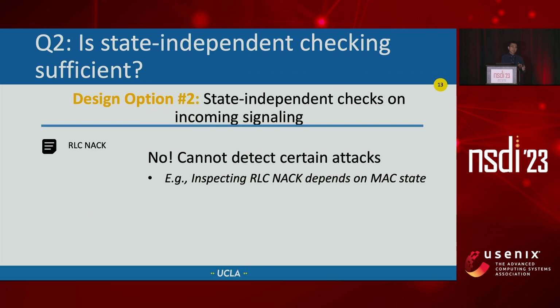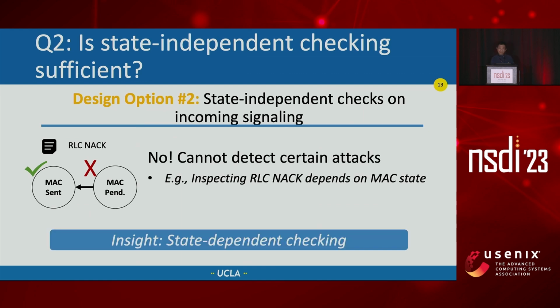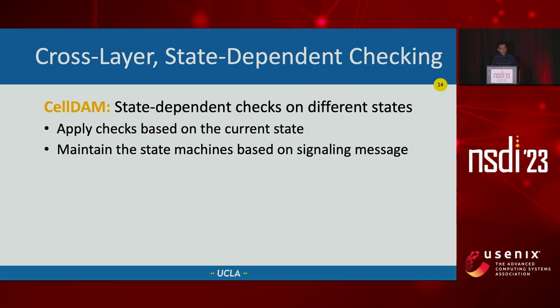But the problem here is that it will still fail to detect certain attacks. Let's say we receive, again, a non-acknowledgement from the RLC protocol. If the MAC layer says, well, I have finished all the procedures, then this message will be legitimate. But if the lower layer hasn't finished its procedure and sent it out, then it will be impossible to receive such a retransmission request. Therefore, we must design a solution that is state-dependent. So our solution, CellDAM, takes a state-dependent cross-layer checking approach.